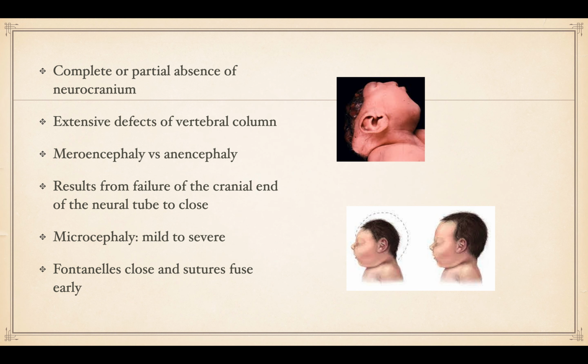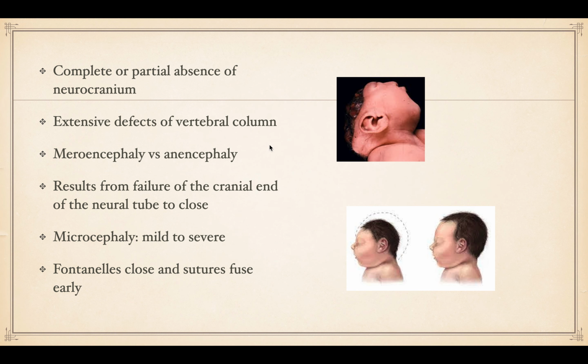Okay, so there are going to be some conditions where there's a complete or partial absence of the neurocranium. Remember, that's the top of the skull. That's also associated with extensive defects of the vertebral column. That could be spina bifida in any of its forms. Remember, spina bifida can be mild to very severe. And then there's going to be meroencephaly or anencephaly associated with that.